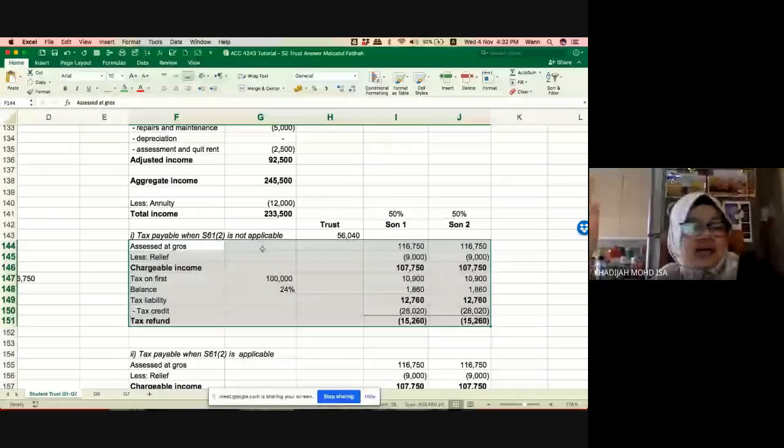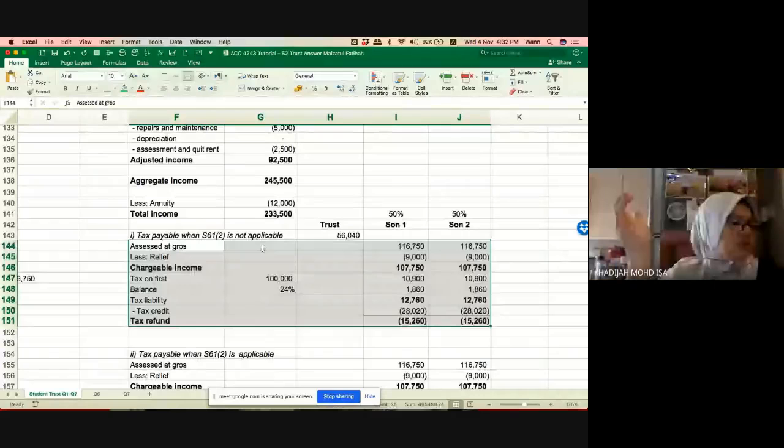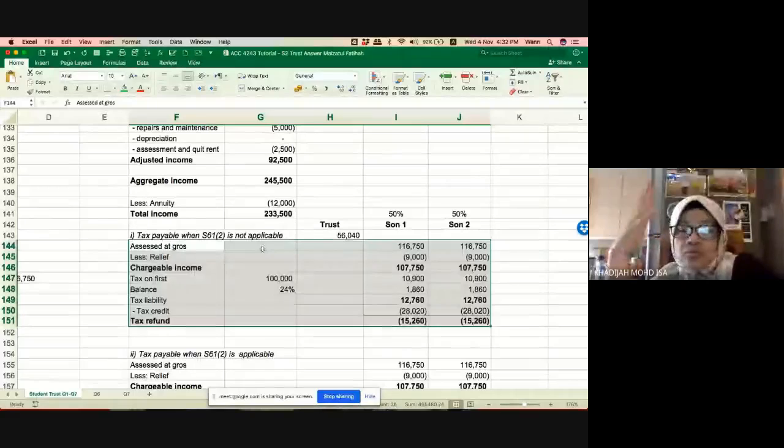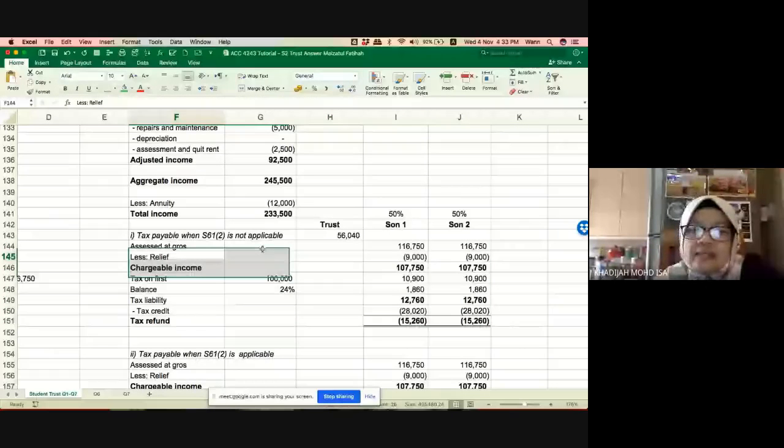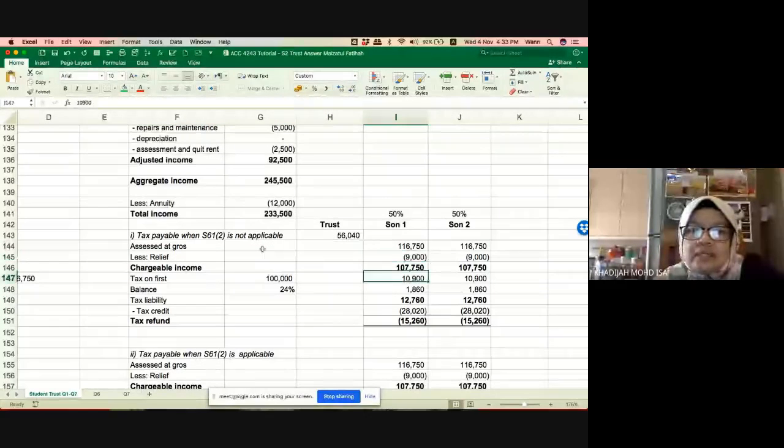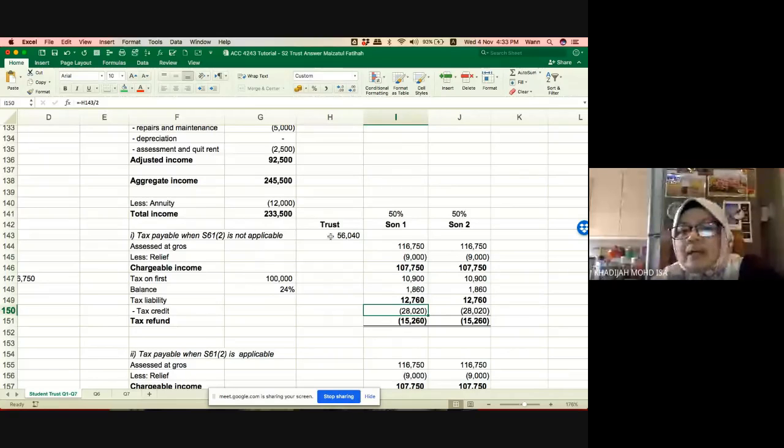Assuming that you have to compute the tax liability of the beneficiary, right? This is how you do it lah. Alright, you always assess at gross in this case, right? And then your tax, then because you 61.2 tax paid at the trust level, so tax credit is given to each of the beneficiary. How you compute the tax credit is whatever tax paid, for example, income in this case, assessed at gross ni you times by 24%. Right, if you compute this one, 116,750 times by 25%, 24%.